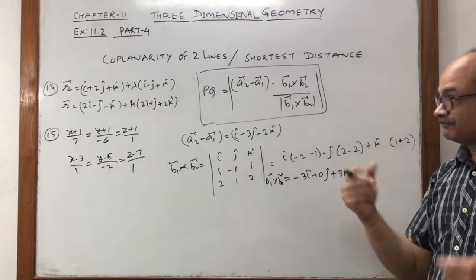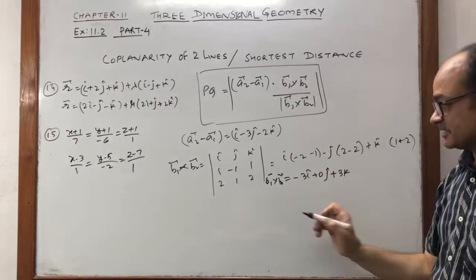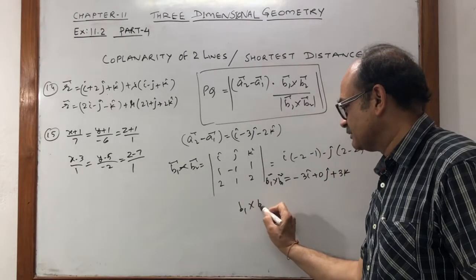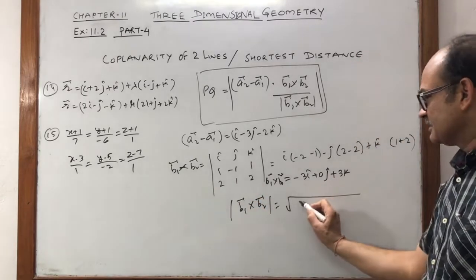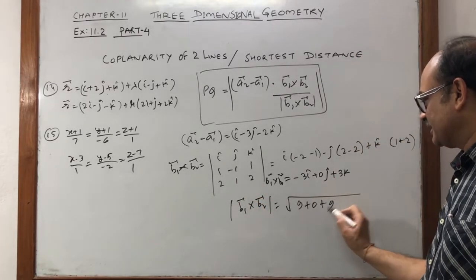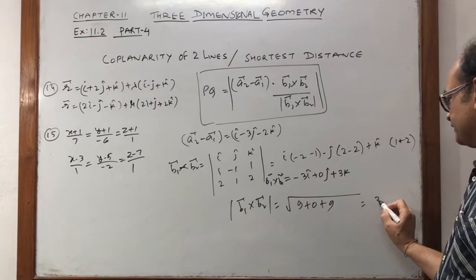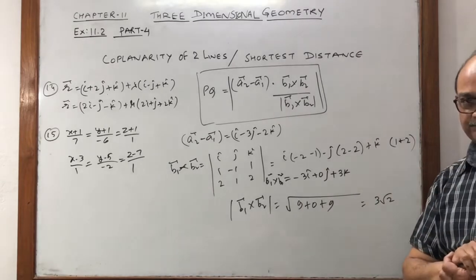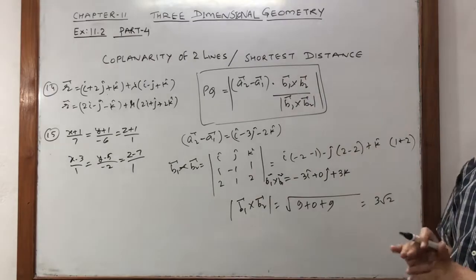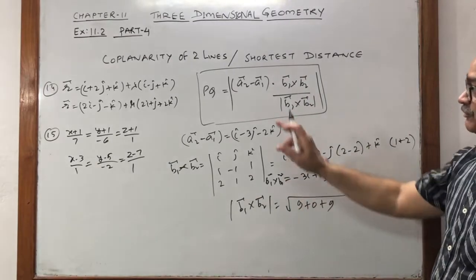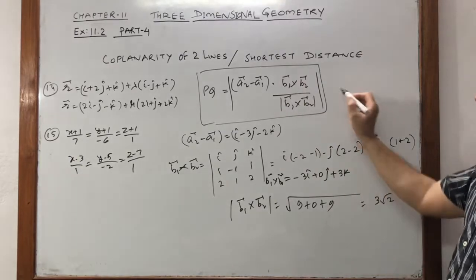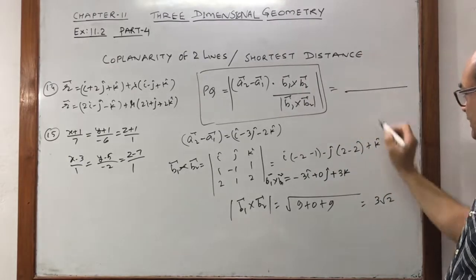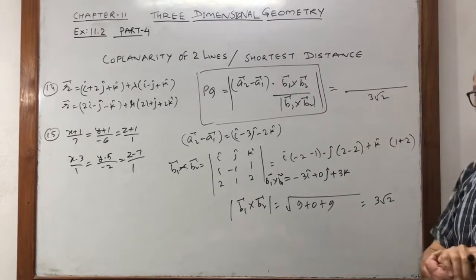Now the third step. What do we need? Modulus of B1 cross B2. Very simple. Again, revision of vectors. B1 cross B2 magnitude means the square root of 9 plus 0 plus 9. That is the square root of 18, and root 18 means 3 root 2. Now we have all three steps. Now the last point is we have to put the values here and get the answer. The denominator is with us. We can write directly 3 root 2.